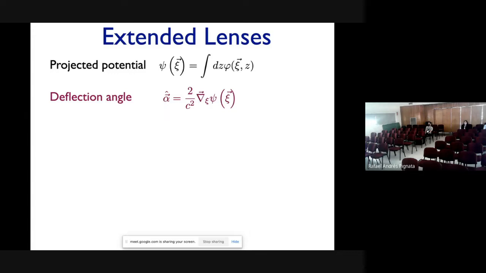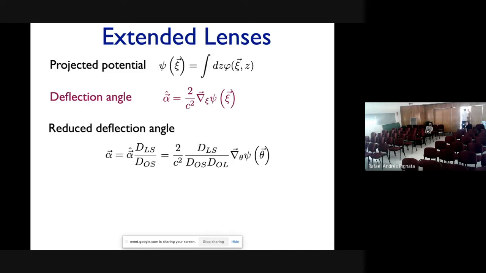But it's also useful, like we saw yesterday, to define a projected potential. It is computed in terms of the Newtonian potential of the lens, this phi here, projected along the line of sight. And you may show that the deflection angle is just the gradient of this function. The reduced deflection angle, that's what will enter in the lens equation, is just given by alpha hat multiplied by the distance from the lens to the source, divided by the distance from the observer to the source. And in terms of the projected potential it's what's given here. So we may define this combination of distances and c squared as a lensing potential. So the lensing potential is the projected potential weighted by the typical distances that show up in lensing.